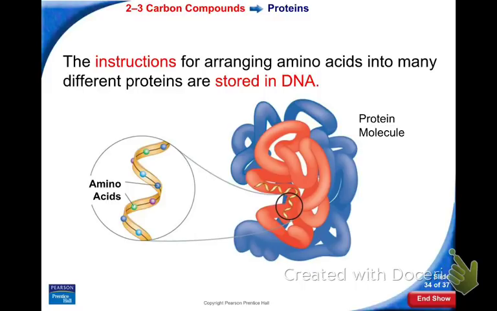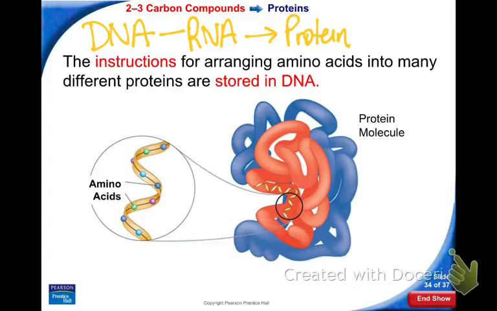And so we talk about something called the central dogma of biology. DNA is used to make RNA, and RNA is used to make protein. And proteins give us our traits. So that's the flow of information and the connection between DNA and proteins.